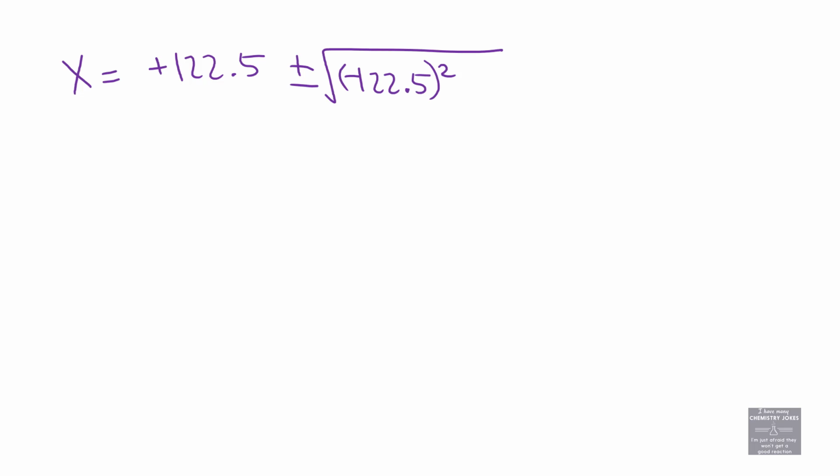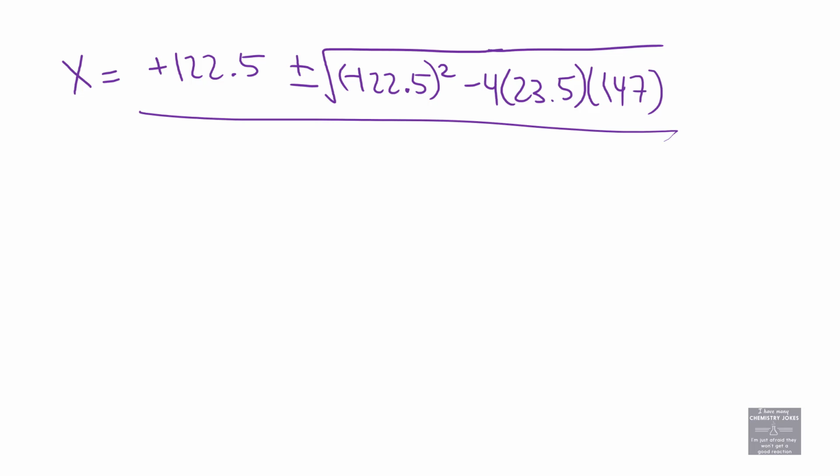For this very first quadratic equation, I guess I'll write out the whole thing. So that's negative b, which ends up becoming 122.5, positive 122.5, plus or minus the square root of 122.5 squared minus 4 times 23.5 times 147. It just feels like I'm insulting your intelligence to walk you through the quadratic equation.